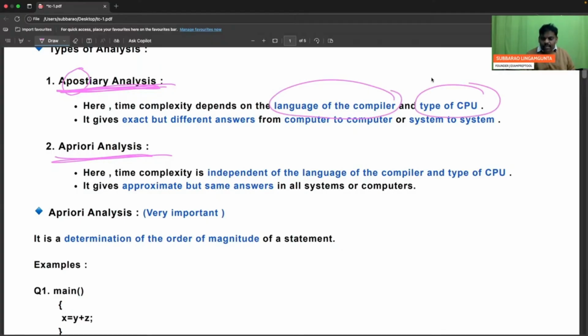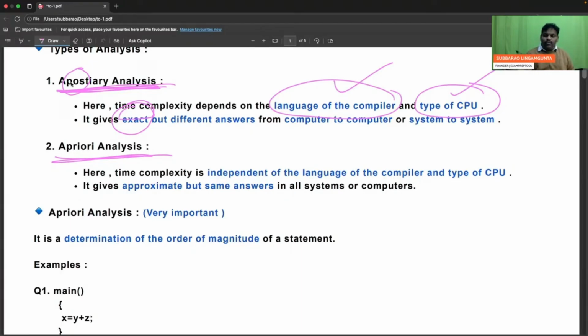According to posterior analysis, if I want to find the time complexity, you have to know two things: the language of the compiler and the type of CPU. Actual things you should know. If you know the actual things, what is the advantage? You will get the exact answer. But the problem is, if the CPU changes, time complexity also will change. If the language of the compiler changes, time complexity also will change.